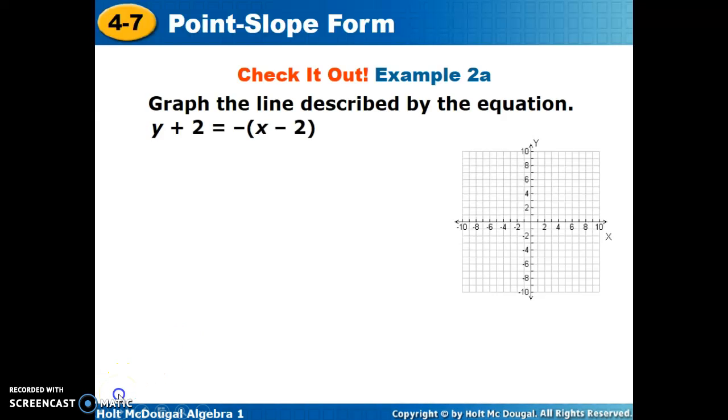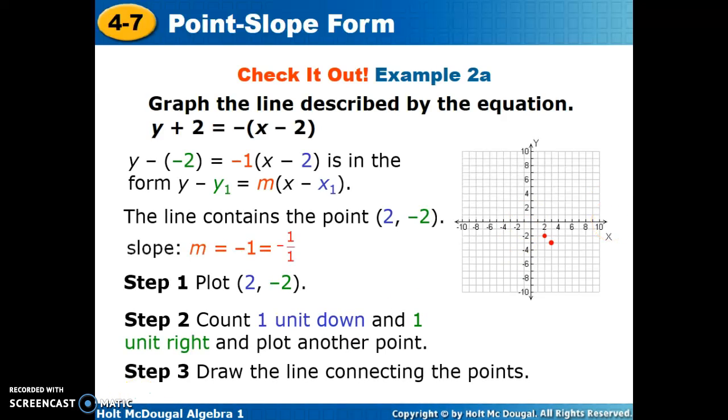Check it out. Get it? We're going to graph the line described by the equation. y plus 2. Remember, this is y minus -2. That indicates our y value, -2. Our x is +2. And we can see our slope is negative. Negative what? Well, we understand there's a 1 there. So it's -1. Down 1, over 1. Plotting the point (2, -2), and then using our slope, down 1, over 1, and drawing the line.